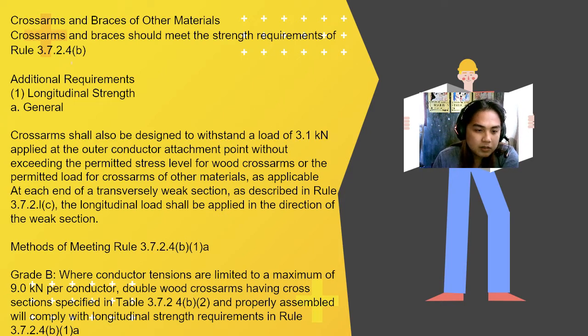So methods of meeting the rule. For grade B, where conductor tensions are limited to a maximum of 9 kilonewtons per conductor, double wood cross arms having a cross section as specified in the table, and properly assembled, will comply with longitudinal strength requirements.